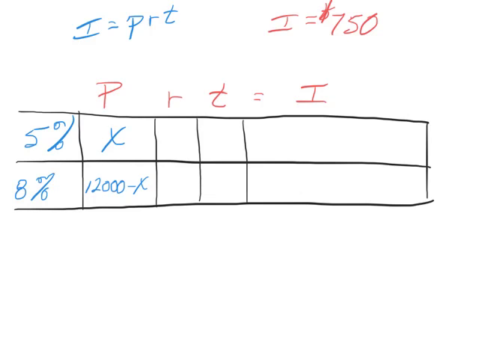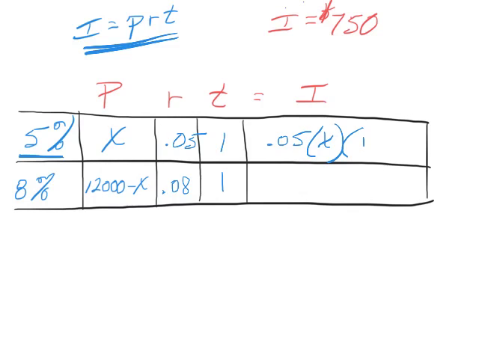Our rate then, we said was 5% here, so we're going to put that as 0.05. And our 8% we're going to write as 0.08. And the time period we're looking at is 1 year for both of those. And now I know my interest, according to this, is PRT. 0.05 times X times 1. Okay, I just put the rate first instead of the principal because it wasn't a variable.